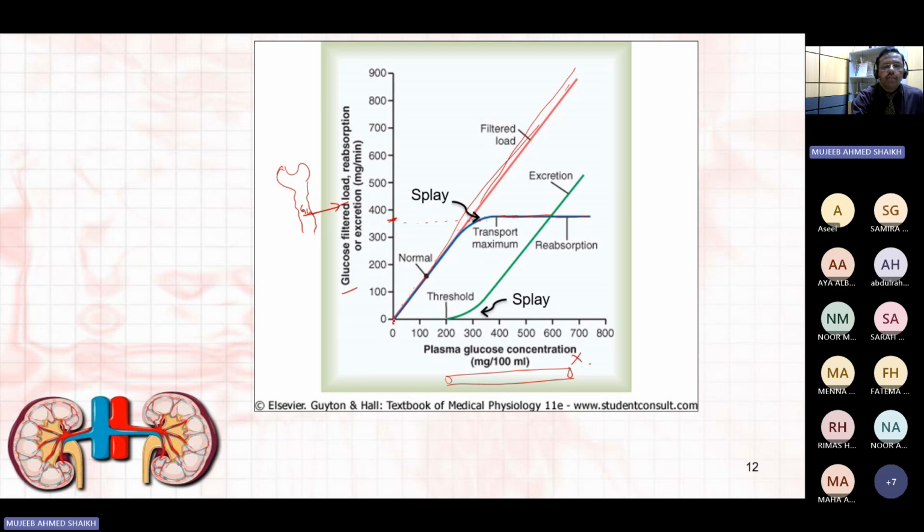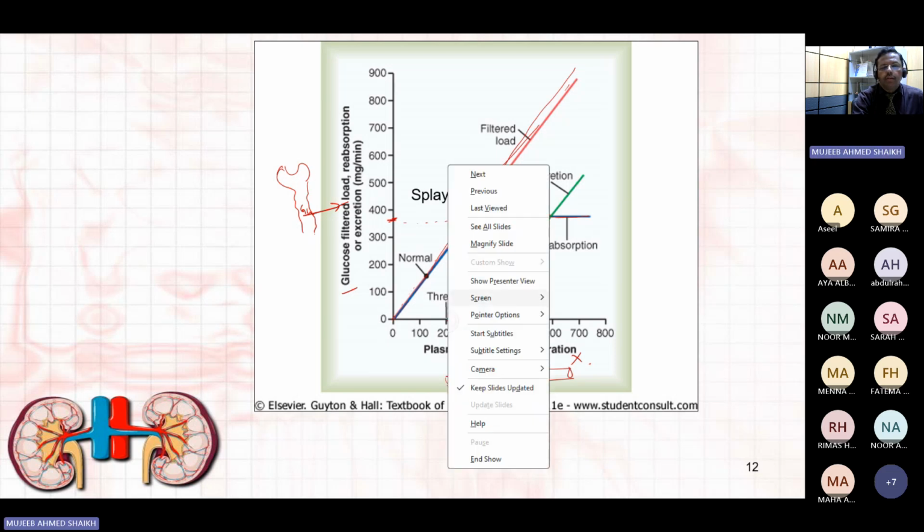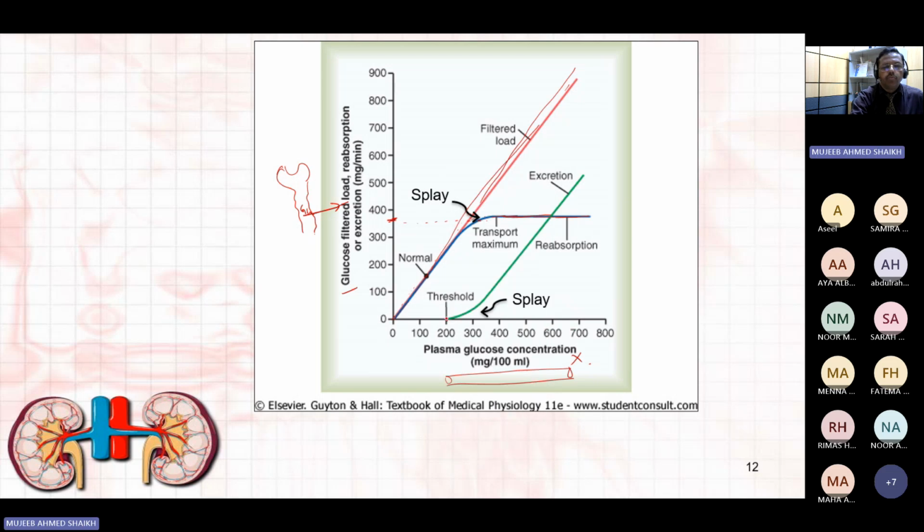So till a plasma glucose level of 200, there will be no glucose in the urine. If plasma glucose level becomes more, then it starts to appear in the urine. So the graph can be like this. OK. But if you observe the graph, it is not actually starting at this point. It is starting slowly, not at an angle, not like this. There is a smooth curve of reabsorption like this, and a smooth curve of excretion like this.